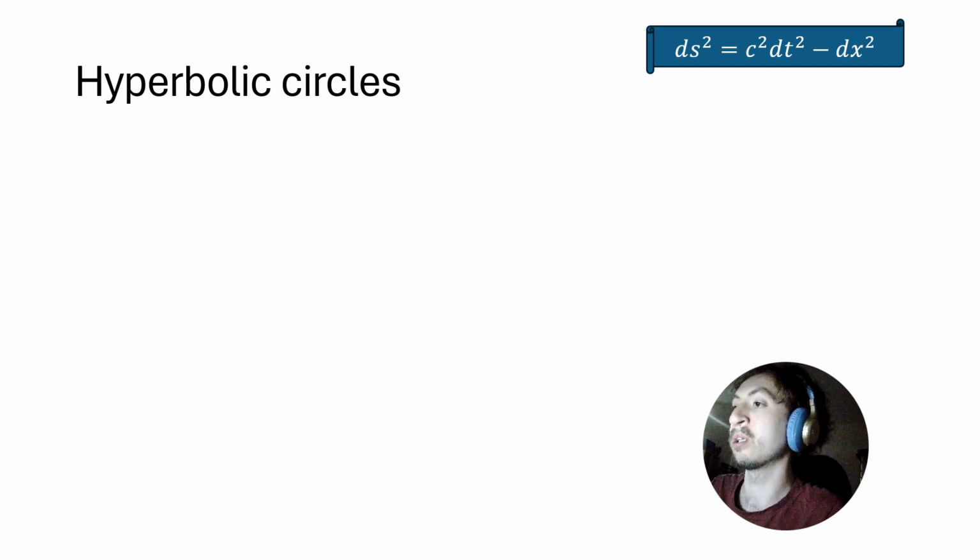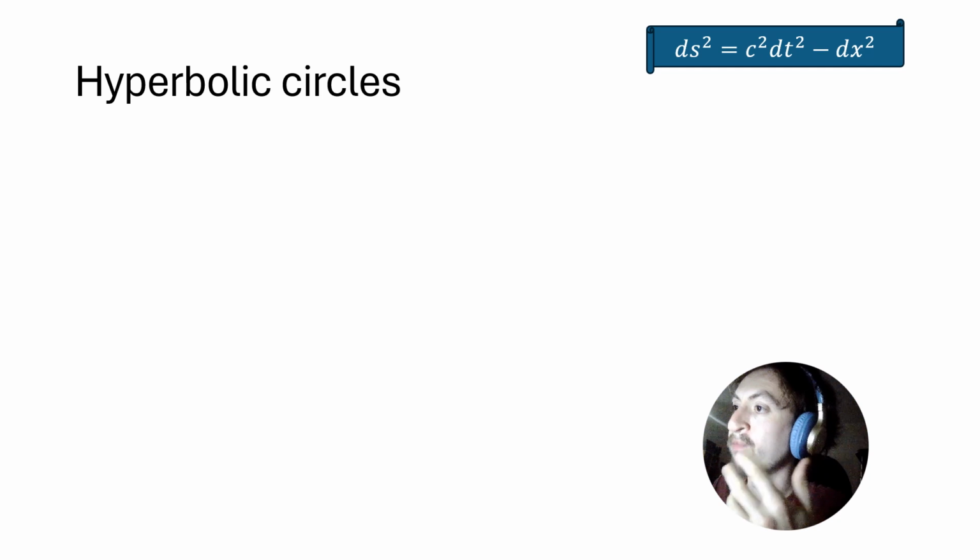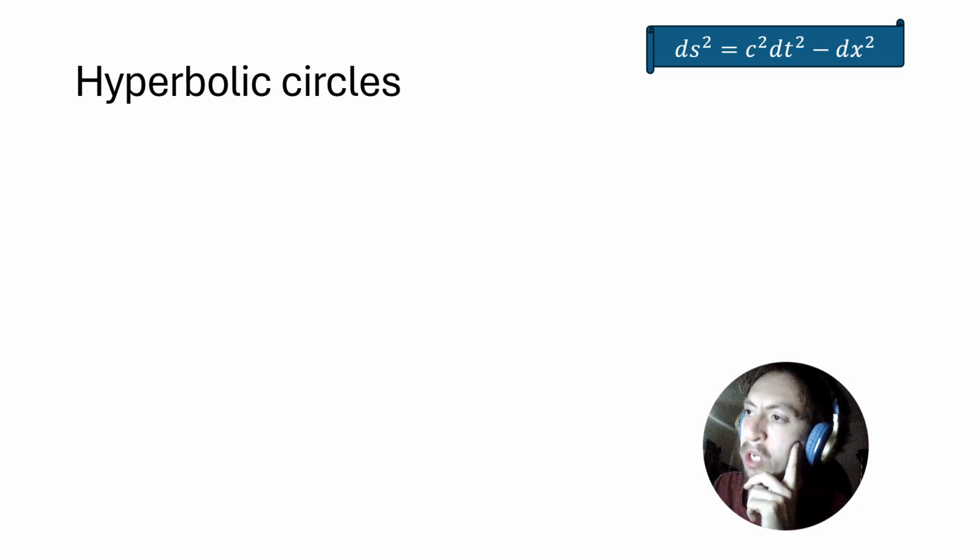The interval between events in space-time is given by this equation, where dt refers to the time interval between those two events in a particular reference frame, and dx refers to the spatial distance between those two events in a particular reference frame. Now, to see how strange this rule for calculating distance is, we can look at what happens if we define this to be a measure of distance.